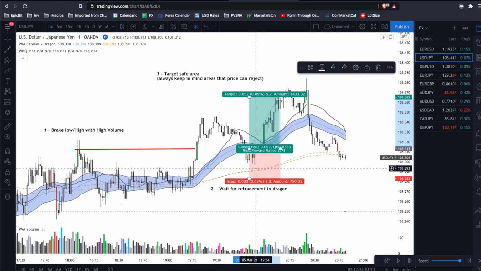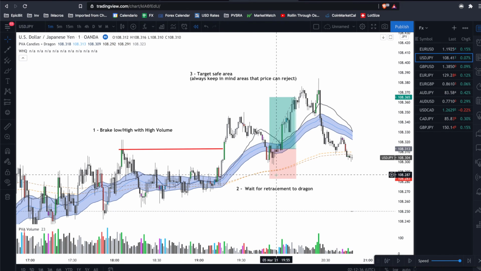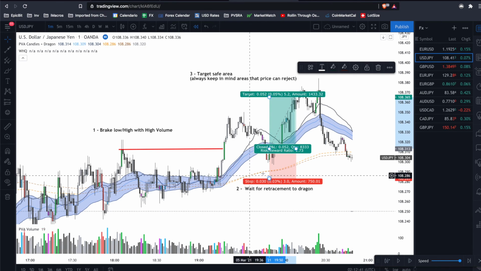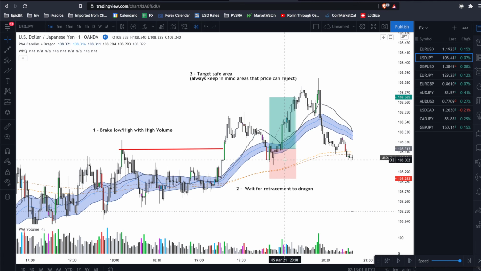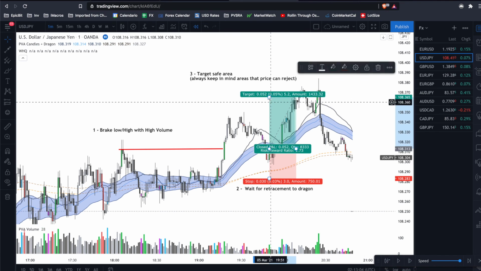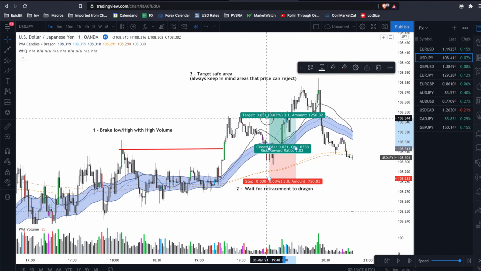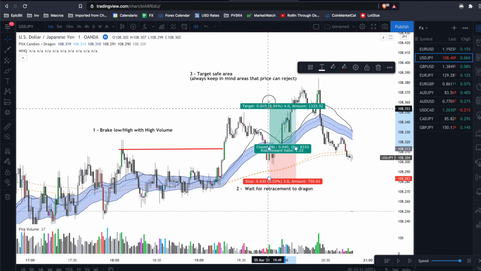Usually you want to have a tight stop, and I'm gonna put the stop here because it's not only below the dragon, it's also below the moving average. So I feel safe that the price, if not rejected here, will maybe reject here, and it is also at the level of this area here. And then I'm gonna target, I can target this high here. This is 1-to-1, or maybe I can target 5 pips.